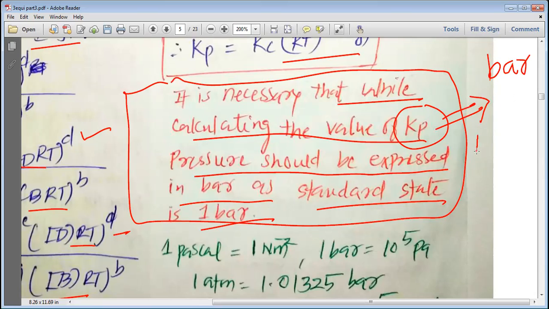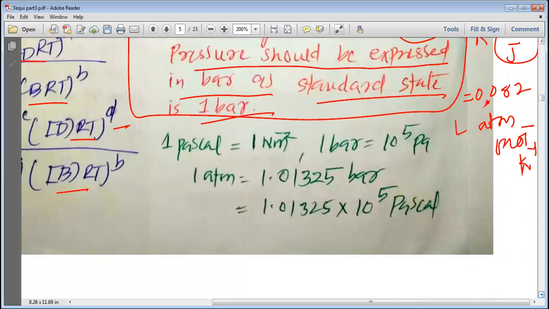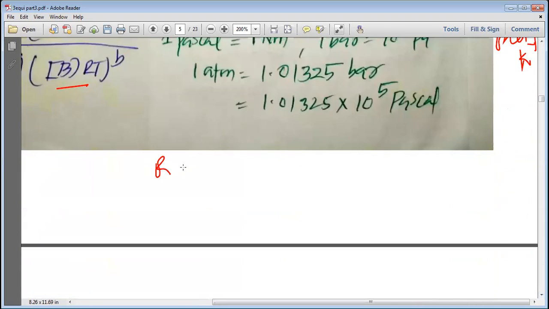So for the conversion, my dear students, please remember that R is equal to 8.314 joule per Kelvin per mole, but that is not of our use. R is equal to 0.082, and the unit is liter into atmosphere per mole per Kelvin. Now this is the unit for R.